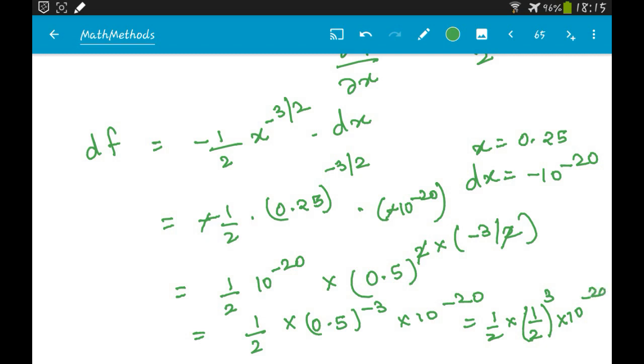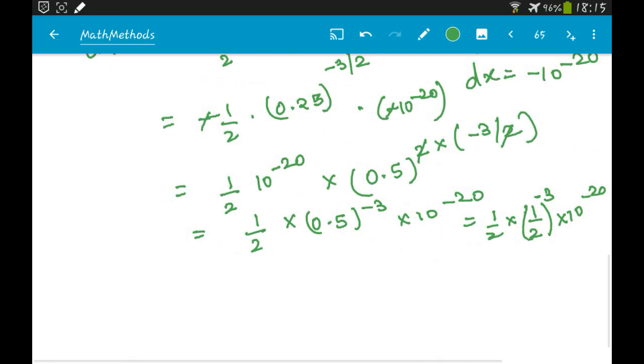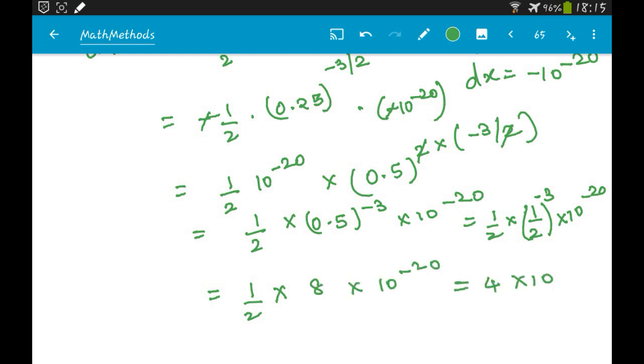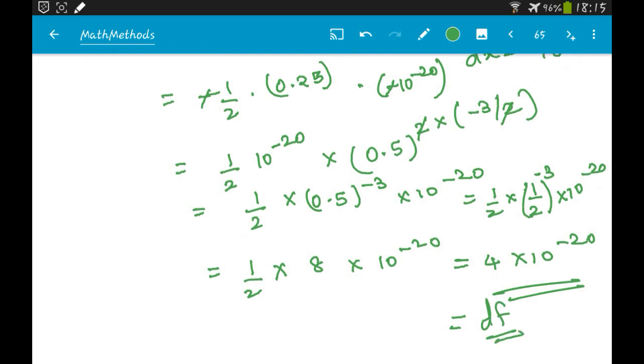Okay, so 0.5 power minus 3 is nothing but half power minus 3. So you are going to get half into 8 into 10 power minus 20. So this is basically your final answer. This is nothing but df. So this is how you calculate df.